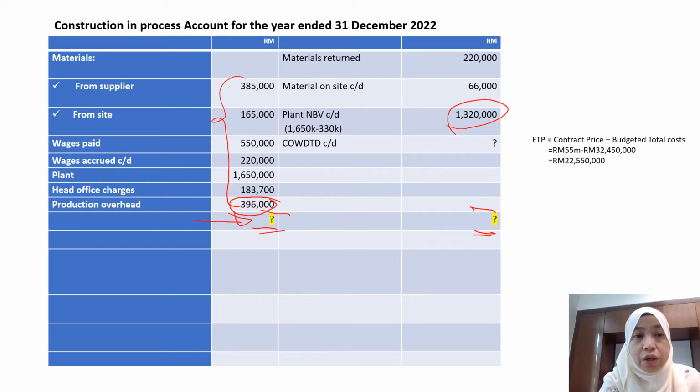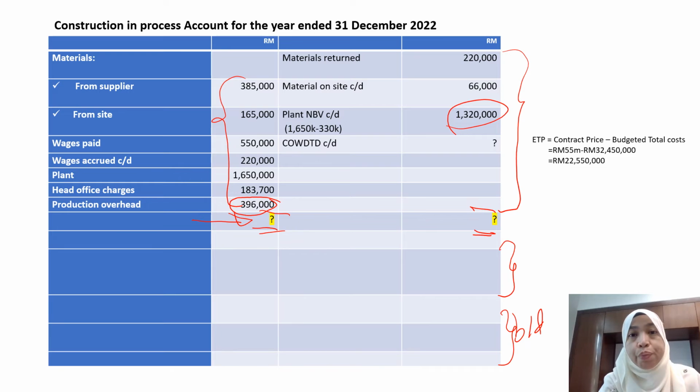Actually, construction in process consists of 3 stages. The first stage is used to record cost of work done to date. In the second stage, you will record attributable profit. In the third stage, you will record the balance, balance brought down for accruals and also prepayments if you have.